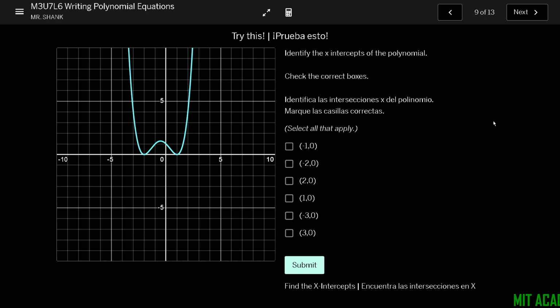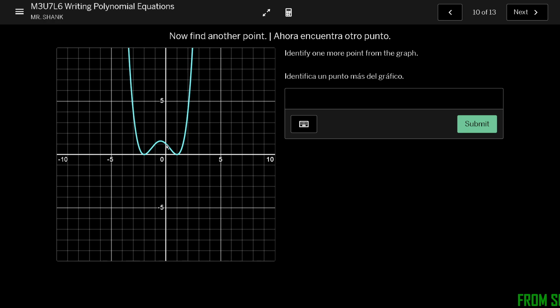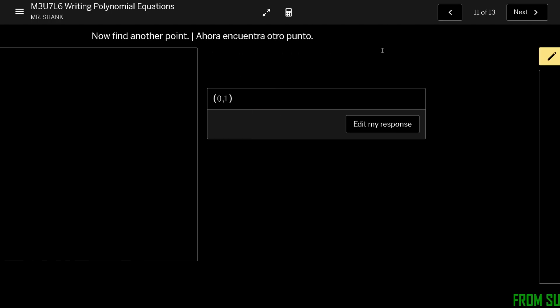Now let's try our strategies here. Identify those x-intercepts. I have two x-intercepts. One is at -2 and the other at +1. Pick an additional point. I can't use the x-intercepts, but I can use the y-intercept. So I'm going to say 0, 1.